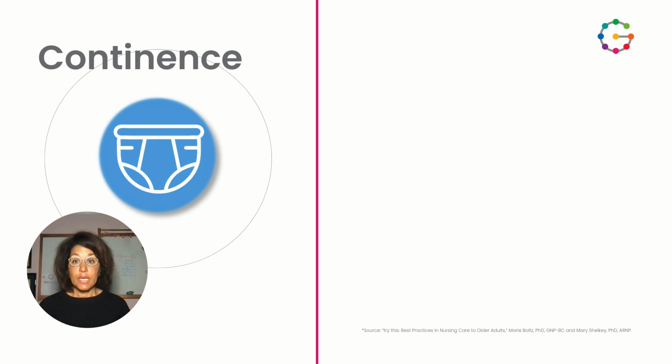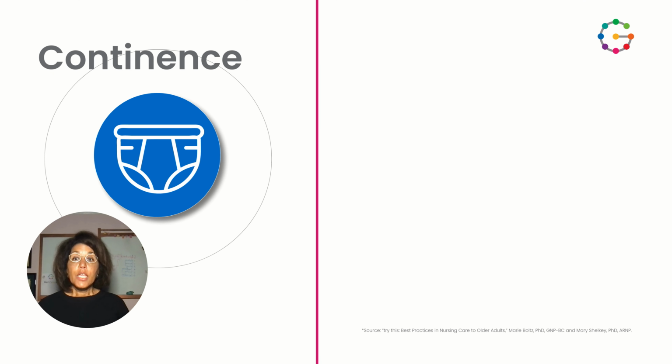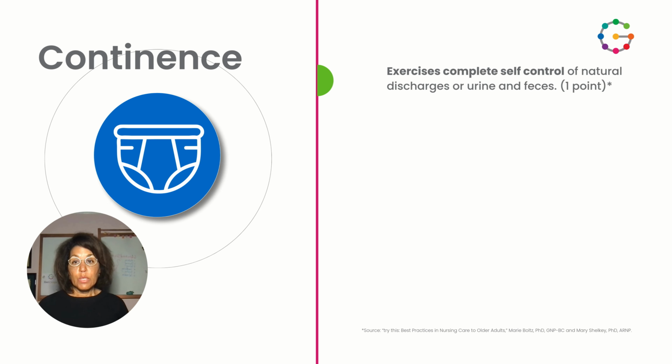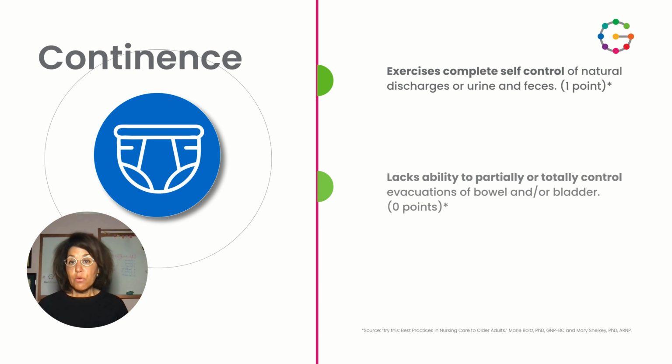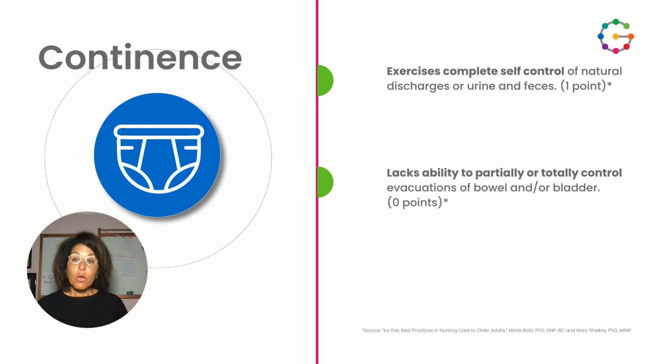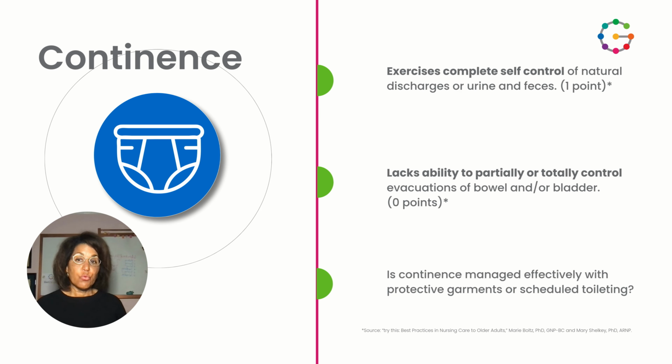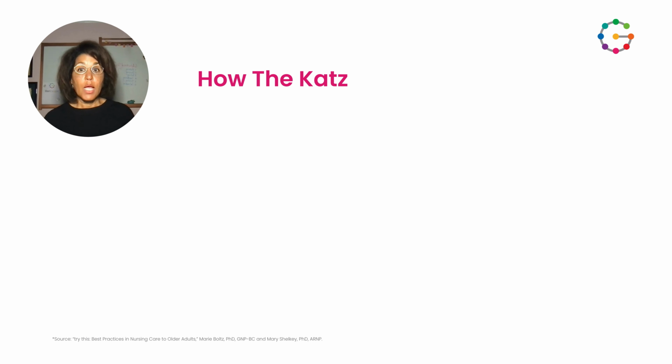The last ADL is continence. Here we're trying to determine how well someone is controlling their bladder and bowel movements. We would also ask you to consider whether or not some scheduled routines or some different undergarments may help with managing this. Let me give you a quick summary as to how the Katz Index works.